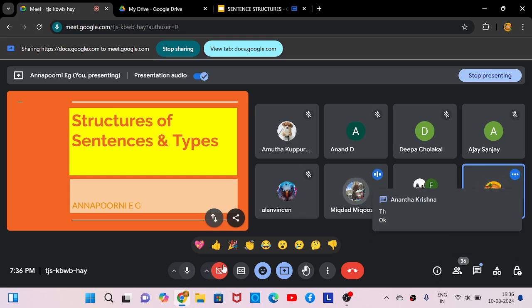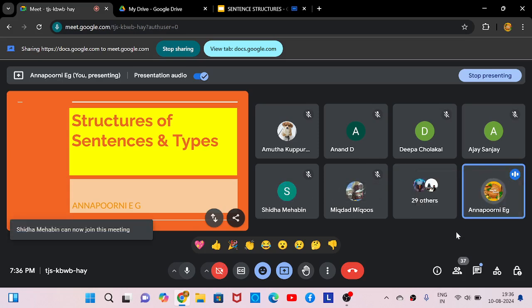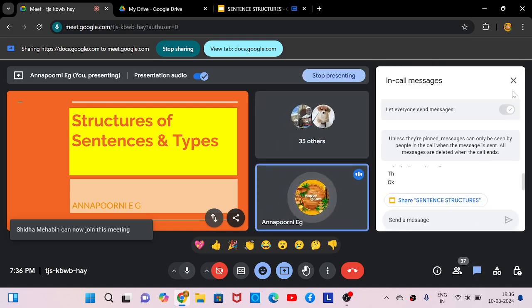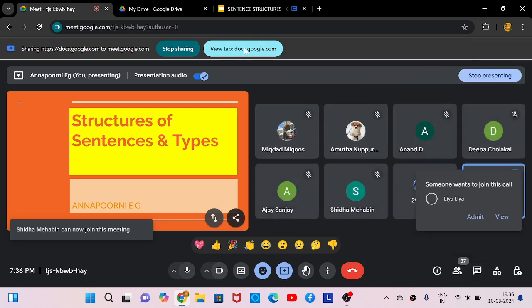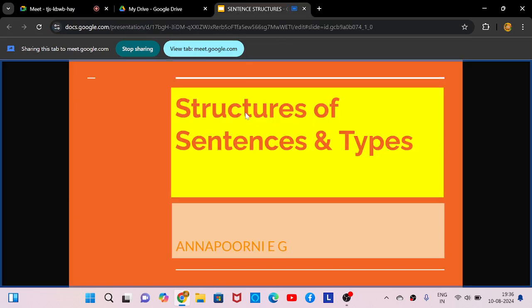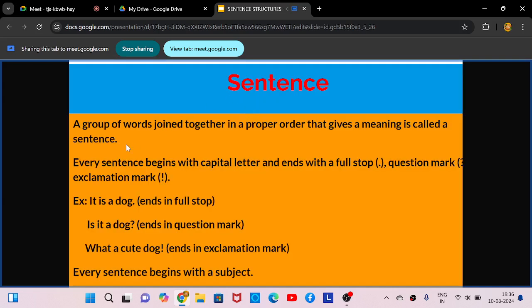A group of words which makes complete sense. Very good. A sentence is a group of words which makes a complete sense. Okay, any other answers? Any other answers? Even if you want to type in the chat box, you can type it. So let's see what is meant by a sentence.